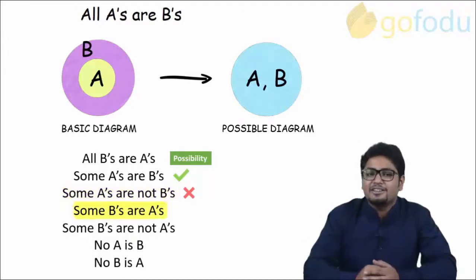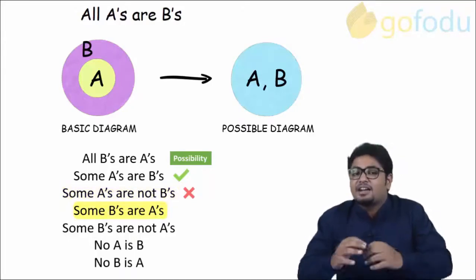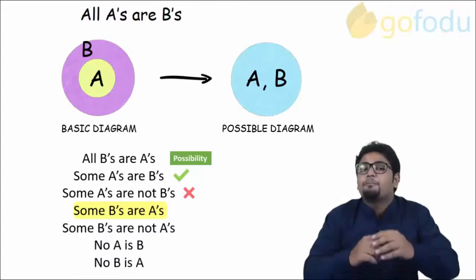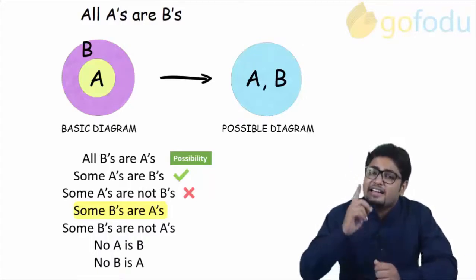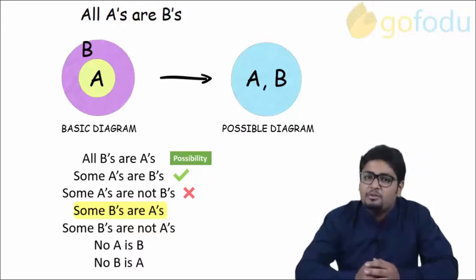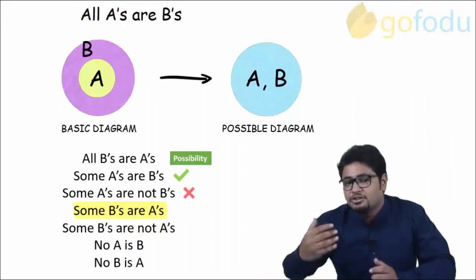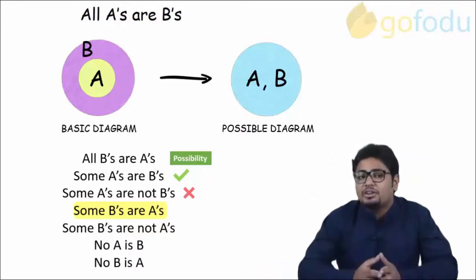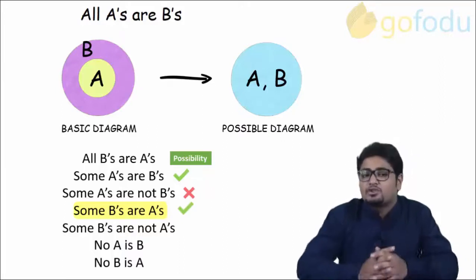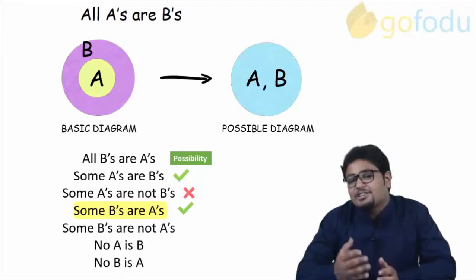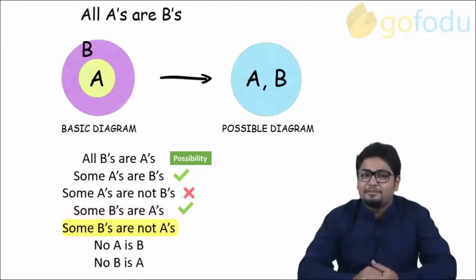Next statement, some B's are A's. From both the diagrams, we can easily observe that there is at least one element in B which is also in A. So, we can safely conclude that some B's will definitely be there in A as well. Let's look at the next statement.